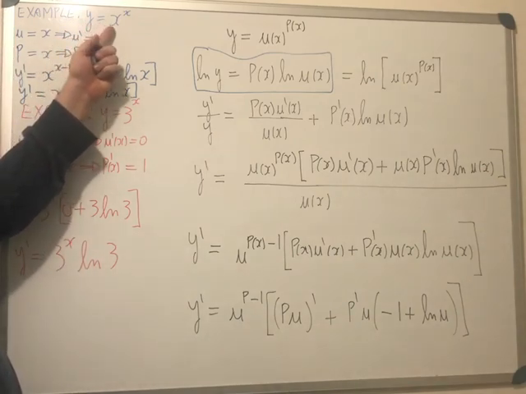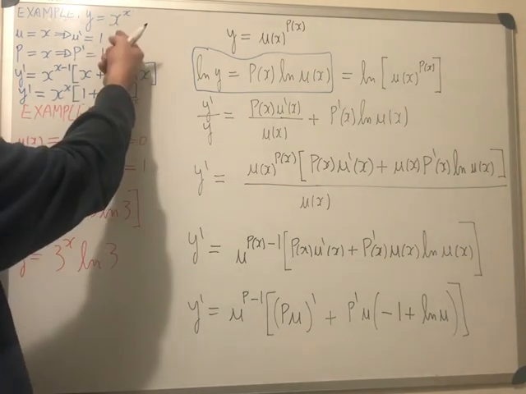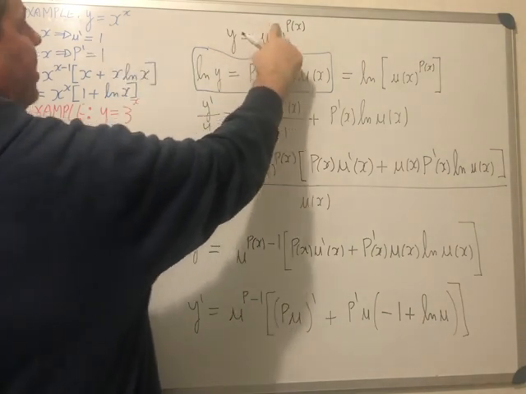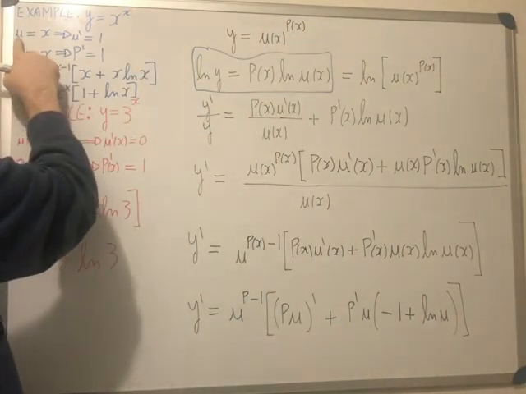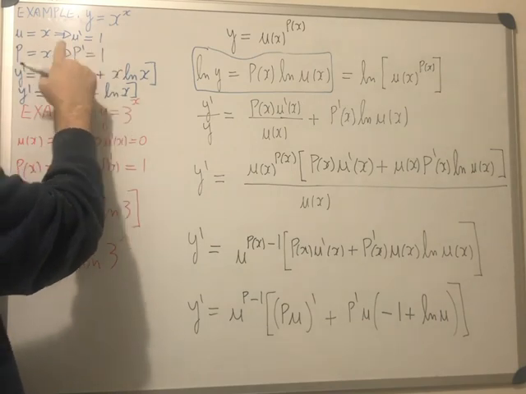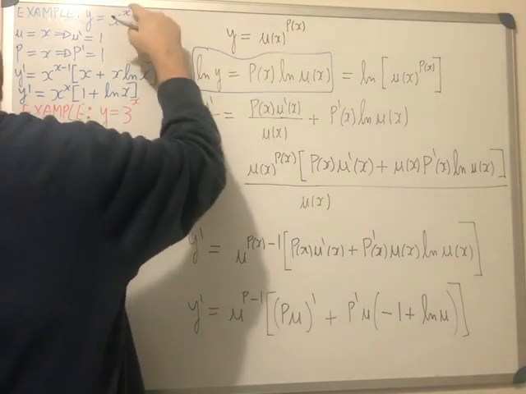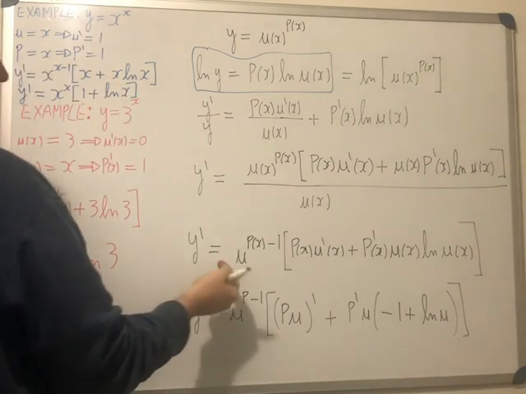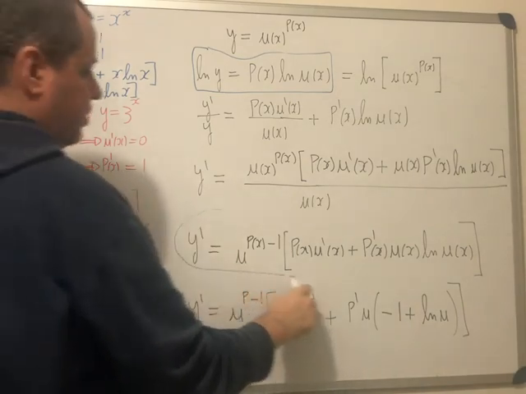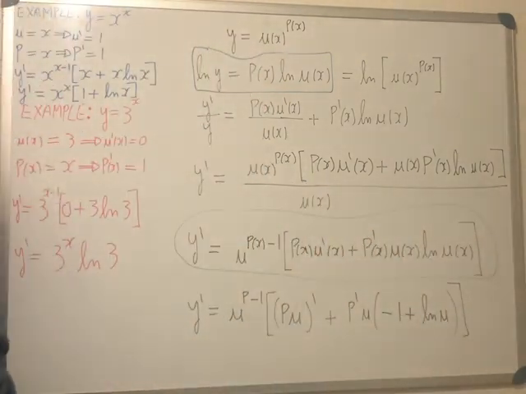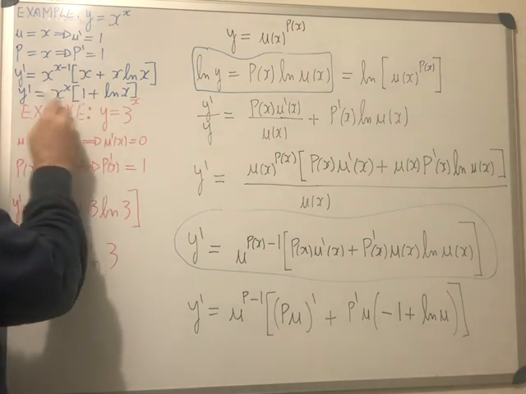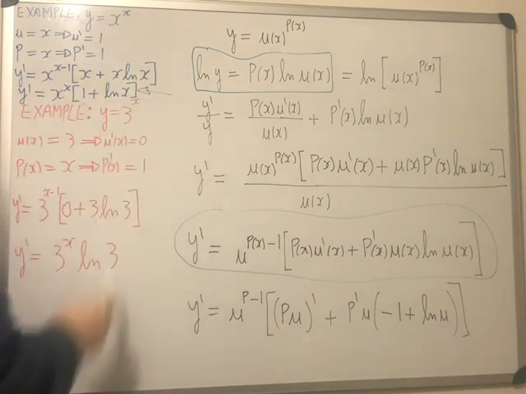Okay, so examples. If y is x to the power x, so the u of x is just x, and the p of x is just x. So u is x, the u prime is 1, the power p is x, p prime is 1. So we apply the formula, we can apply this one here, and we obtain our result, which is this.